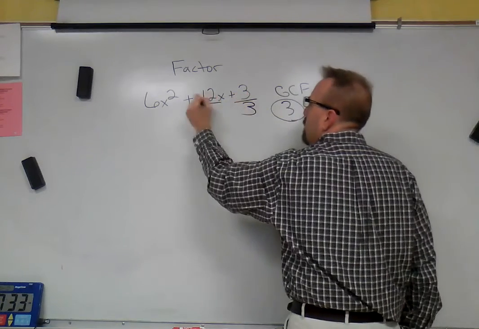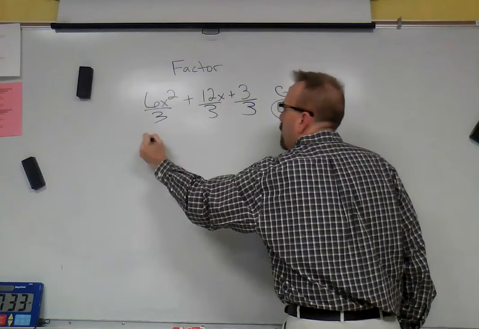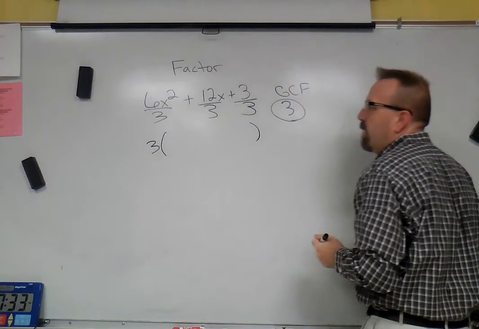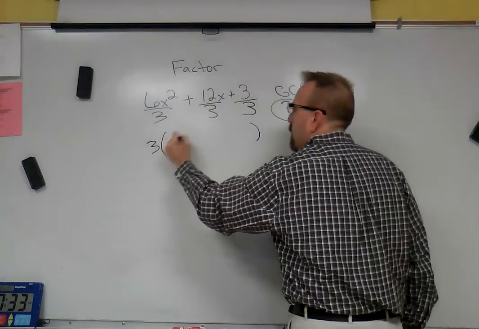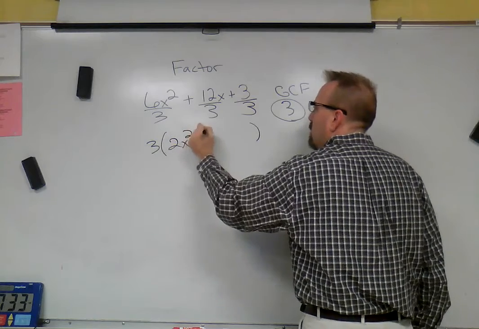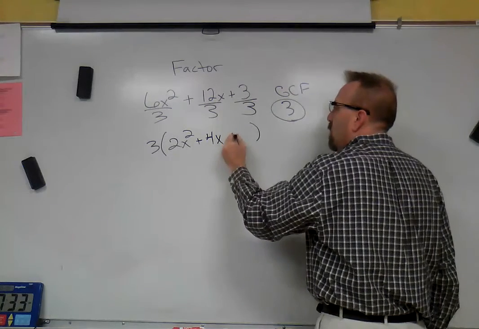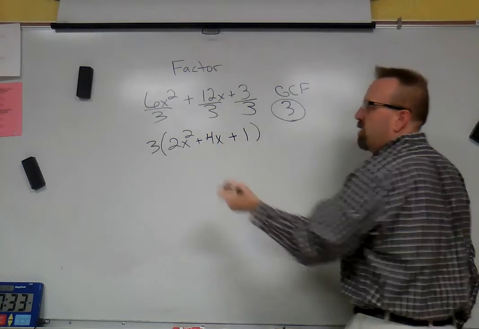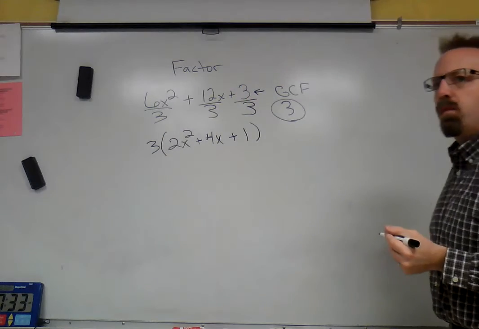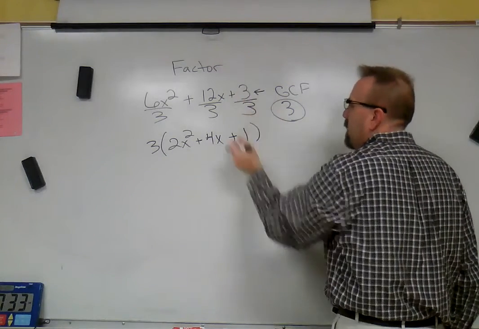So what we did is we divided each term by our GCF, and then we put our GCF out in front and put parentheses. So what was 6x squared divided by 3? 2x squared, very good. 12 divided by 3 is 4. And we have our x. And then here, 3 divided by 3 is 1. We can check to see if we're right by, if we distribute, we should come up with this original trinomial. So for now, if it says factor, take out that common factor, the greatest common factor.